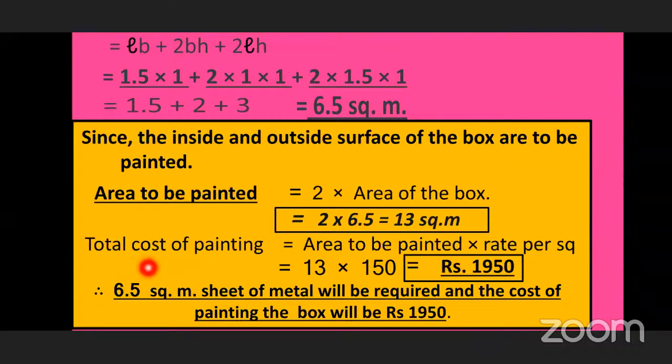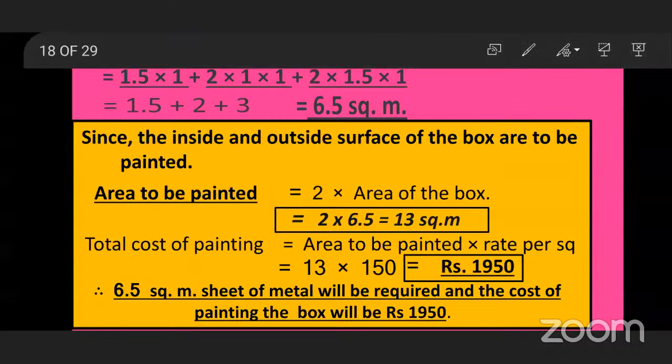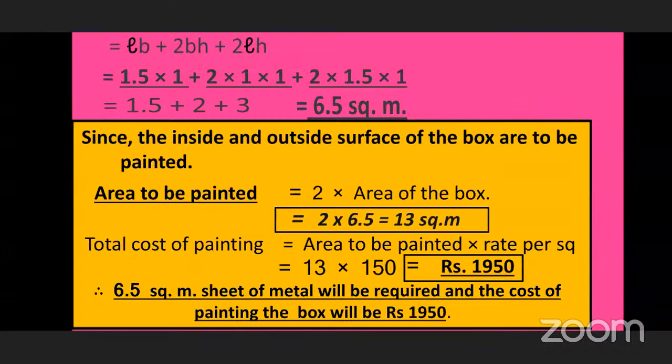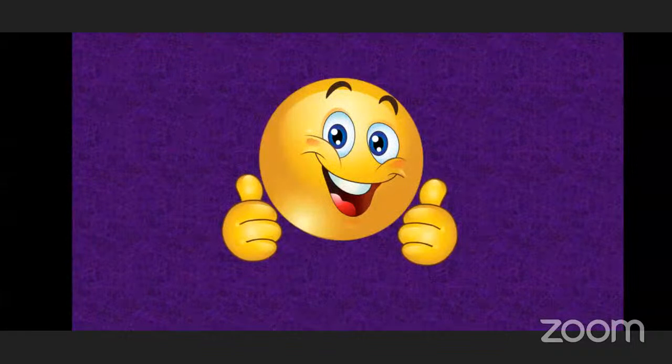Therefore, 6.5 square meter sheet of metal will be required and the cost of painting the box from inside and outside will be 1950 rupees. Okay. I hope everybody has understood the word problem that we have solved in total surface area of cuboid, children. I hope all have understood.